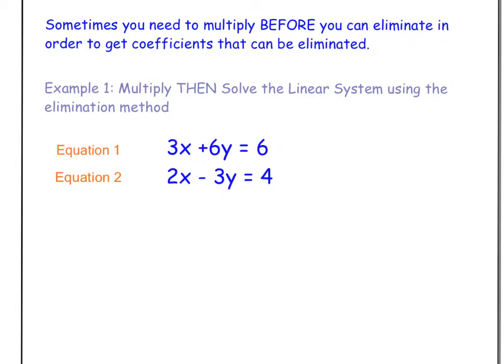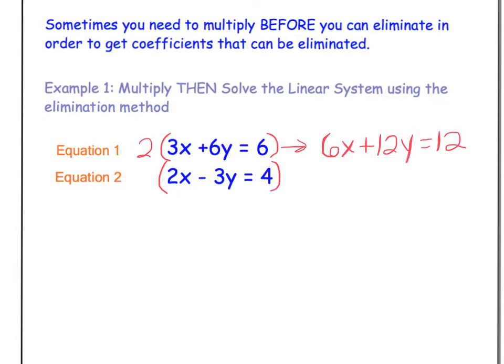In order to get a 6 in my first equation, I need to multiply it by 2, producing a new equivalent equation that now has a 6 as a coefficient of x. You need to do the same thing downstairs. But remember, I'm trying to get that x to have a 6 in front of it. So I would multiply by 3. Now you can see that your equations have the same coefficients out front of the x.